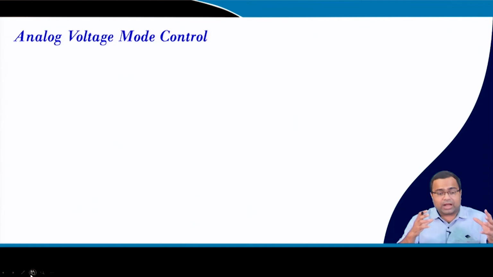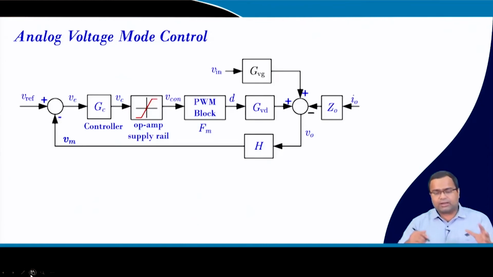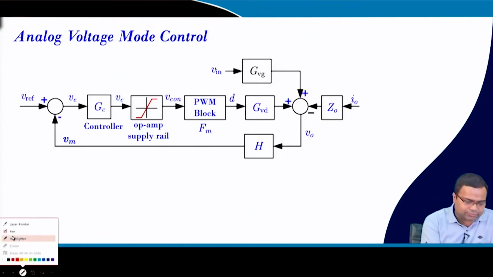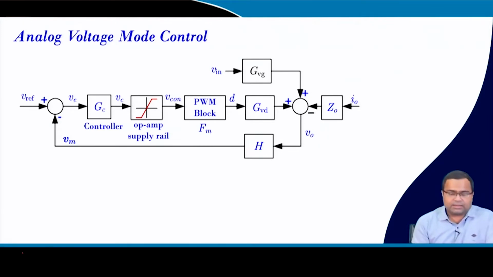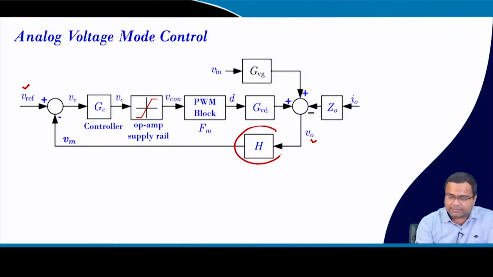We will start with analog voltage mode control, which we have already discussed. We have a reference voltage and we are trying to design a voltage regulator. This is my actual output voltage and this is a sensor, which typically could be a resistive divider. Then this sense voltage goes to the error voltage, and then this is the output of the controller.